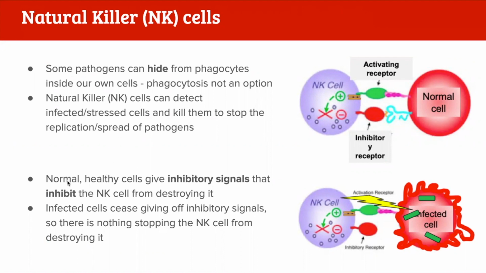The way they do this is that normal healthy cells give inhibitory signals that inhibit the NK cell from destroying them. You can see in this little image here, your normal cell releases a signal that communicates to the inhibitory receptor on the NK cell, and because of that, it inhibits the NK cell from destroying the normal cell. Infected cells, however, don't give off this inhibitory signal anymore, and because of that, the NK cell can proceed to destroy the infected cell.